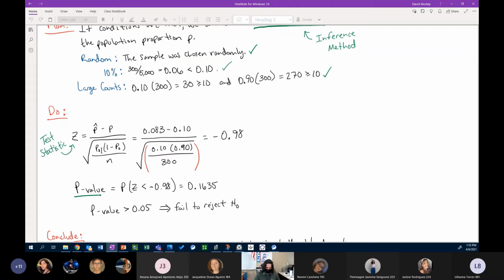Based on the original context, the alternative claim is that the proportion is less than 0.1. So we're going to look on table A for the probability that Z is less than negative 0.98. And using table A, we get 0.1635.